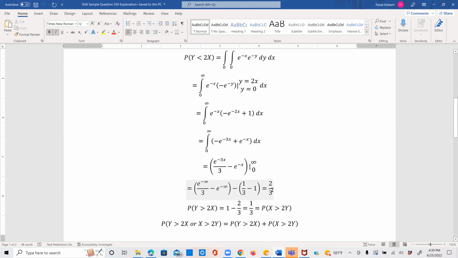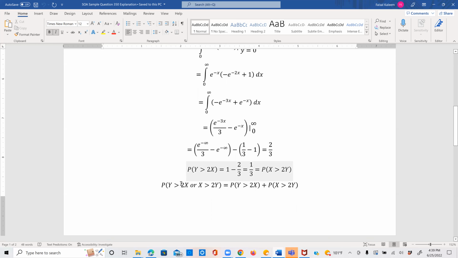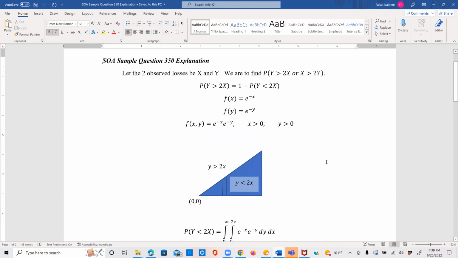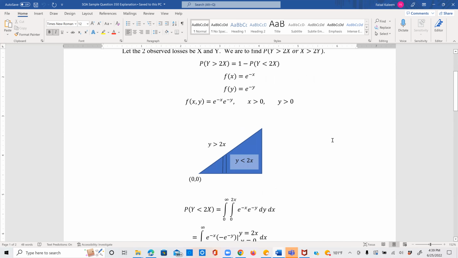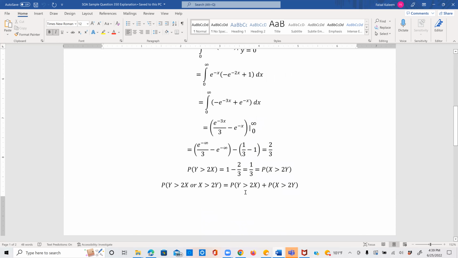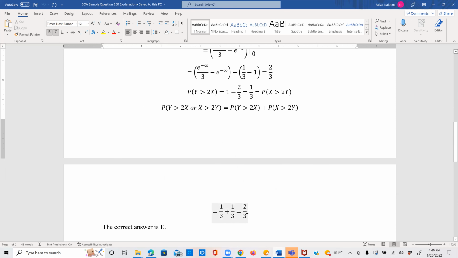And so this simplifies to 2/3 because these are both zeros. And so we got probability y less than 2x is 2/3. So y greater than 2x would be 1 minus 2/3, that's 1/3. And that would be the same as probability x greater than 2y because the whole situation is completely symmetric. PDFs are symmetric in x and y, and so is the region. So each of these, y greater than 2x or x greater than 2y, is 1/3, and we want the probability of one or the other, so you add the two: 1/3 plus 1/3 is 2/3, and that is choice E.